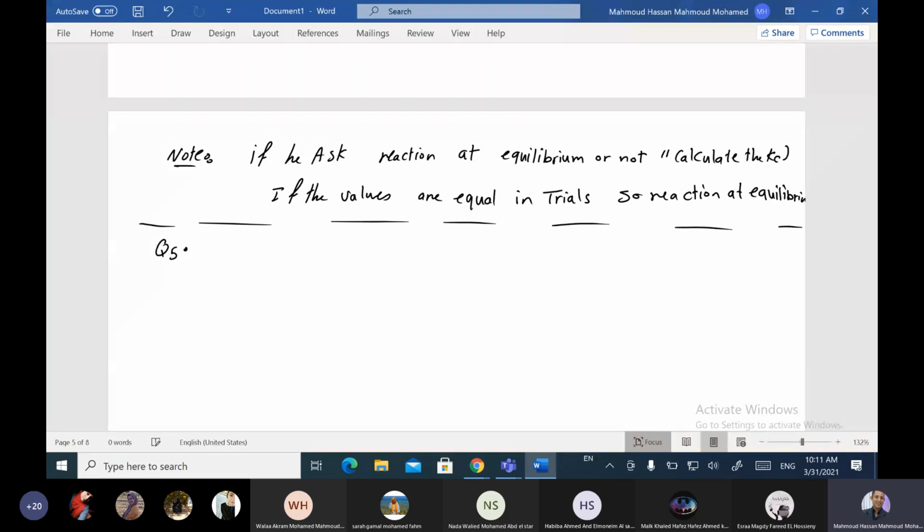One mole of hydrogen mixed with 1 mole of iodine, and 0.2 mole remain.